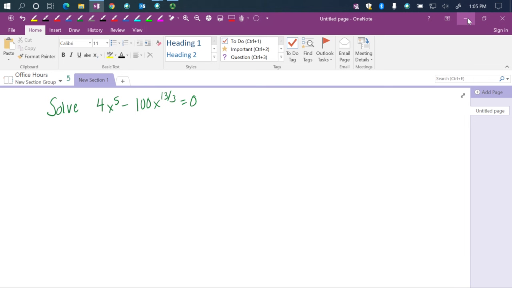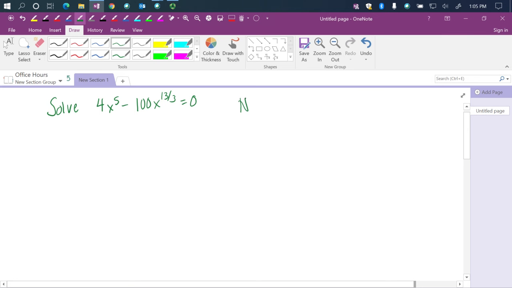Okay, so solve 4x^5 - 100x^(13/3) = 0. So I want to point out a couple of things first. Note.